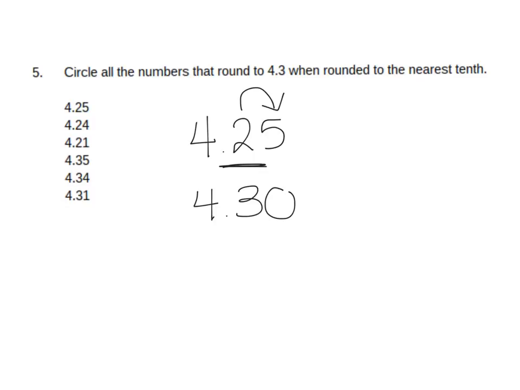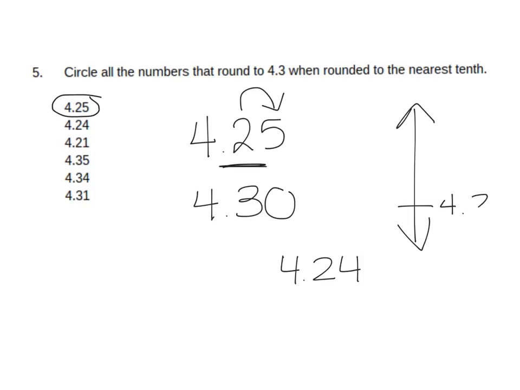So does the first one round to 4 and 3 tenths? Yes, it does. We also could use a vertical number line. We have 4 and 24 hundredths, so we'd go 4 and 2 tenths or 4 and 3 tenths. Halfway between 4 and 2 tenths and 4 and 3 tenths is 4 and 25 hundredths.